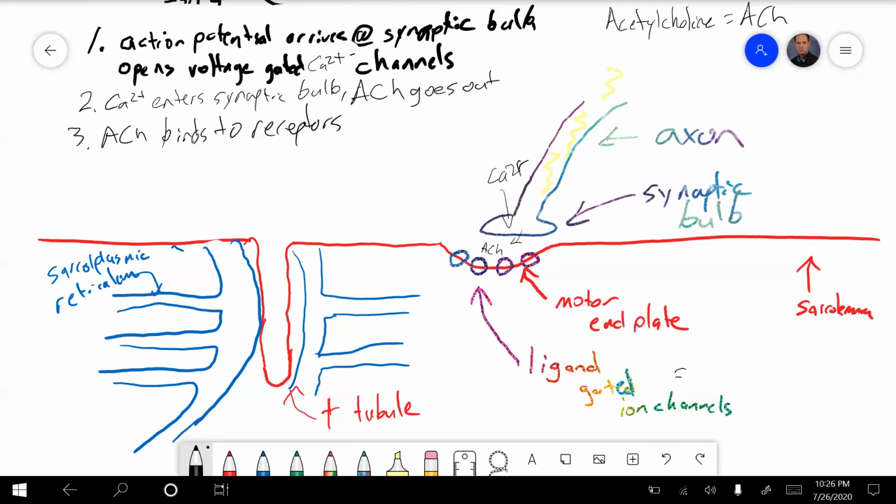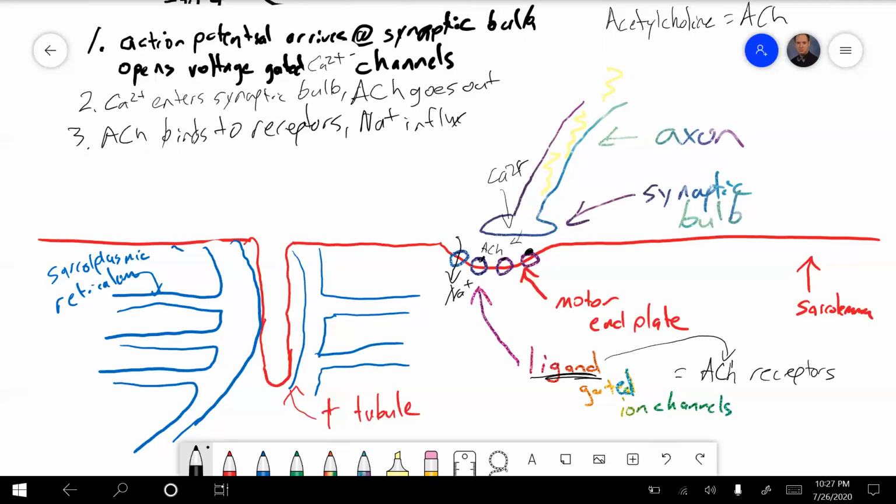These ligand-gated ion channels are acetylcholine receptors. A ligand is anything that binds to a receptor. So in this case, our ligand is acetylcholine. They're acetylcholine-gated ion channels. And when acetylcholine binds to its receptor, it opens those channels and we get sodium influx. So those channels open, there's acetylcholine binding to its channel, and that's going to let sodium come in.